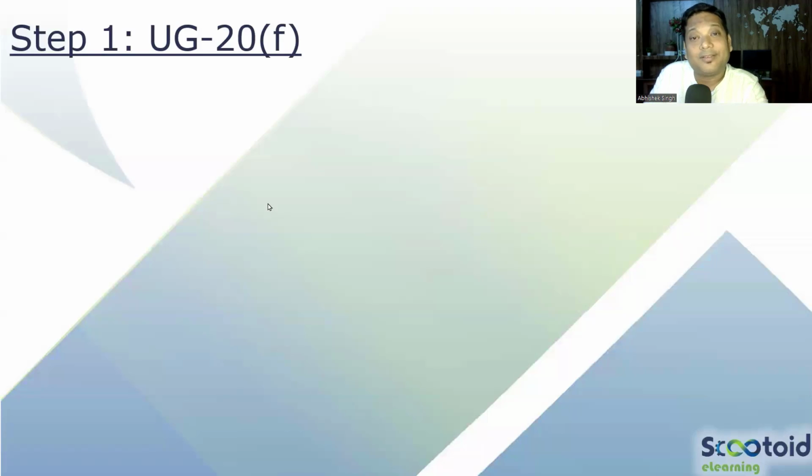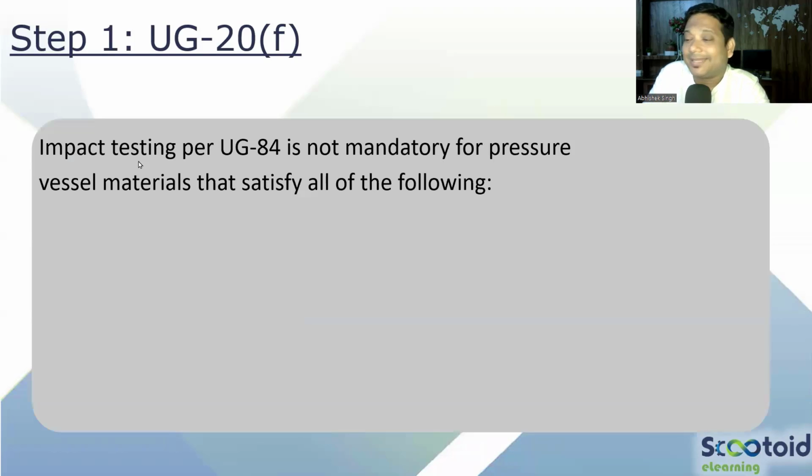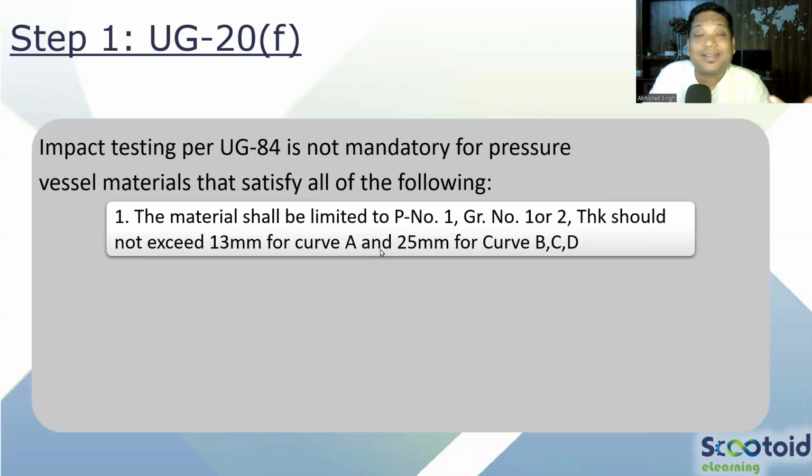And then the first clause in the ASME code, which talks about whether I can get the exemption from impact testing or not. That statement reads like this: impact testing as per UG-84 is not mandatory for pressure vessels that satisfy all the conditions. Now, what are those conditions? First one, material shall be limited to P number 1, group number 1 or 2. That is the first condition. And in that, thickness not to exceed 13 mm for curve A and 25 mm for curves B, C, and D.